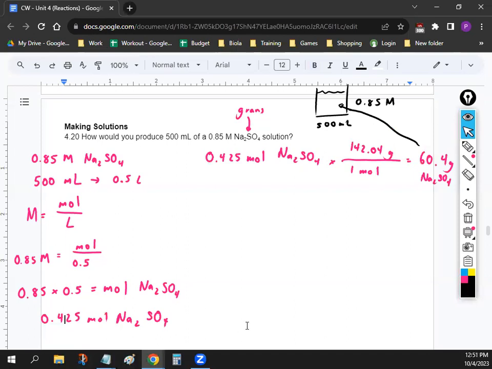All right. Yes. How are we supposed to know that it's supposed to be grams though? You always want to find grams when you're trying to make a solution. Yeah, because in a lab you can only weigh out in grams.